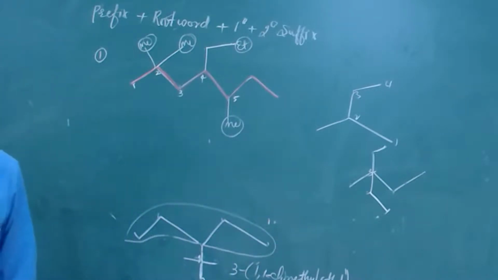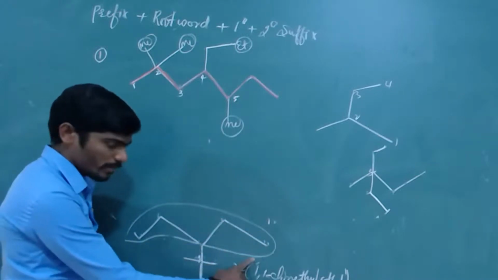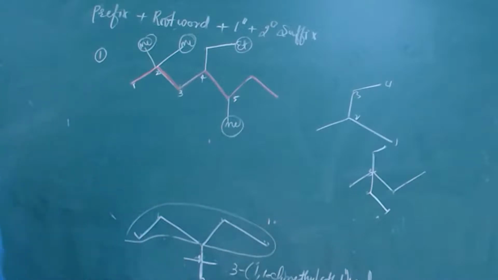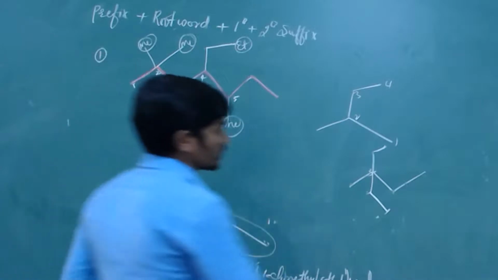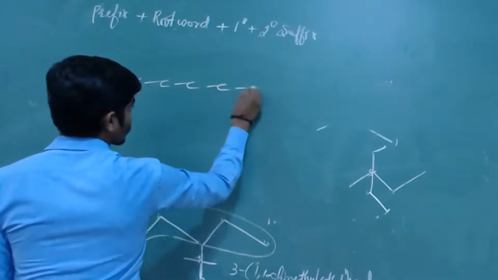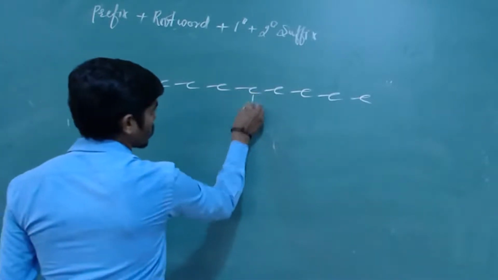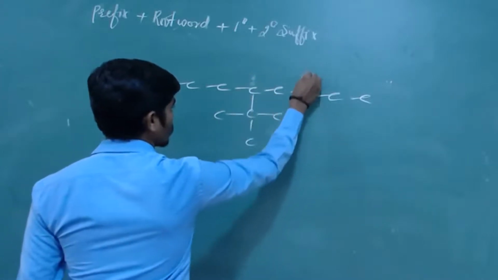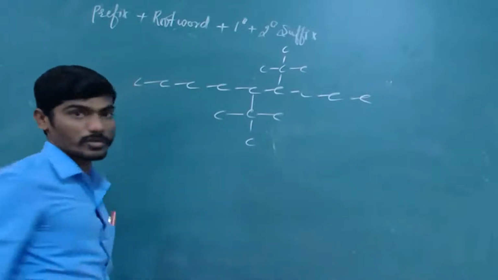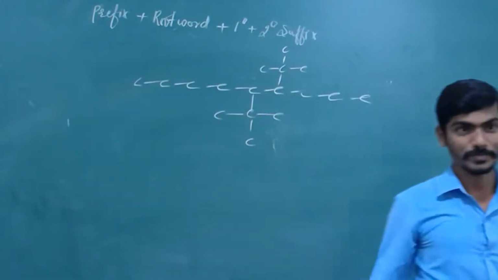Next. This one. Root chain 1, 2, 3, 4, 5, pentane, with 3 and in brackets 1,1-dimethylethyl. First write the answer in your notebook. Yes, 2 groups are there.